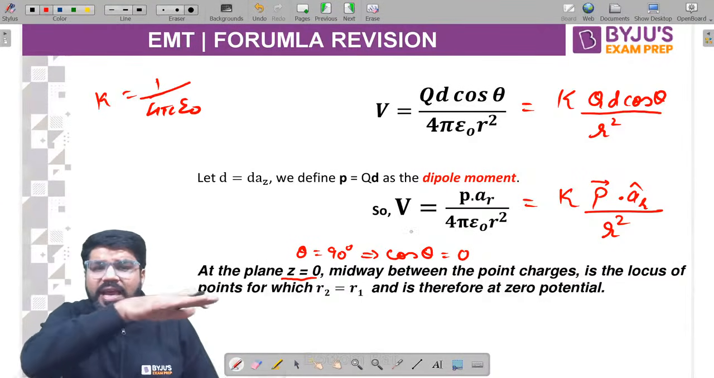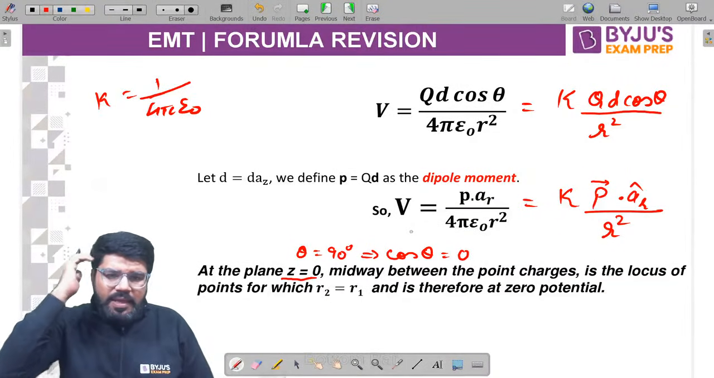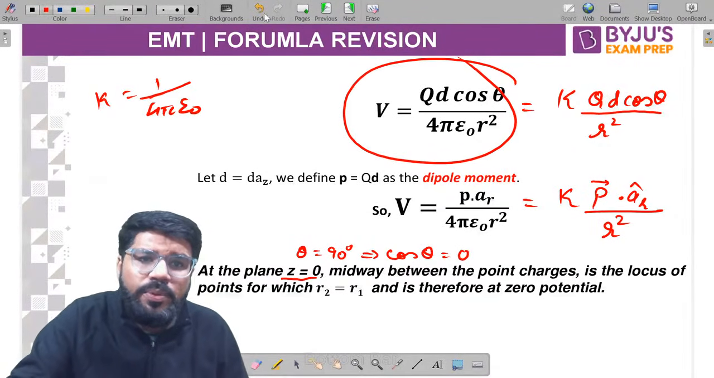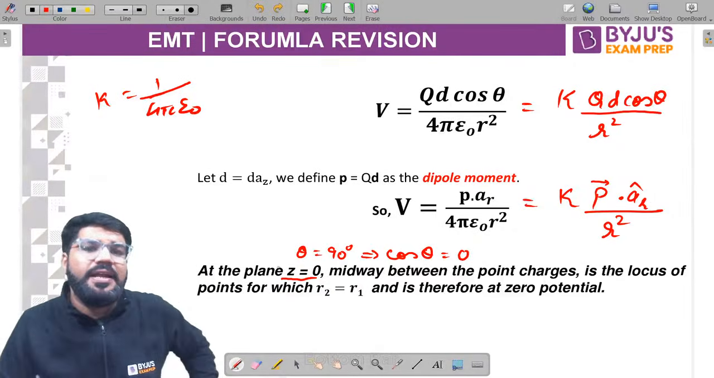So at any point on the xy plane, theta is 90, and cos 90 is 0, and that is why the potential at any point will be 0. Okay, potential at any point is 0.